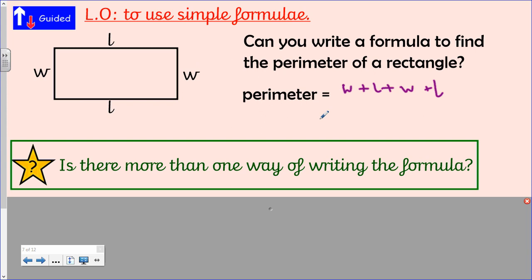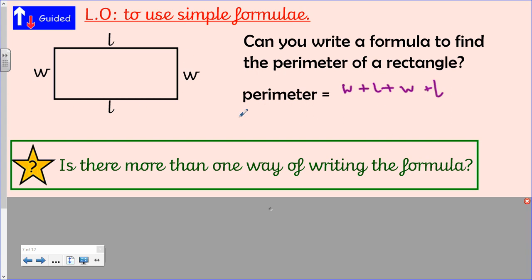I'd quite like you please to pause the video now and see if you can make this a bit better. Is there a better way of writing that? Okay, so W, in case you're not sure, I've used to stand for width and L for length. So the width and the length.